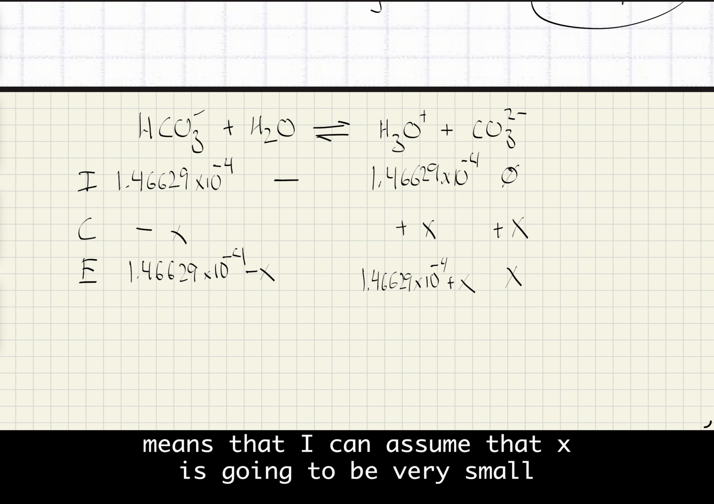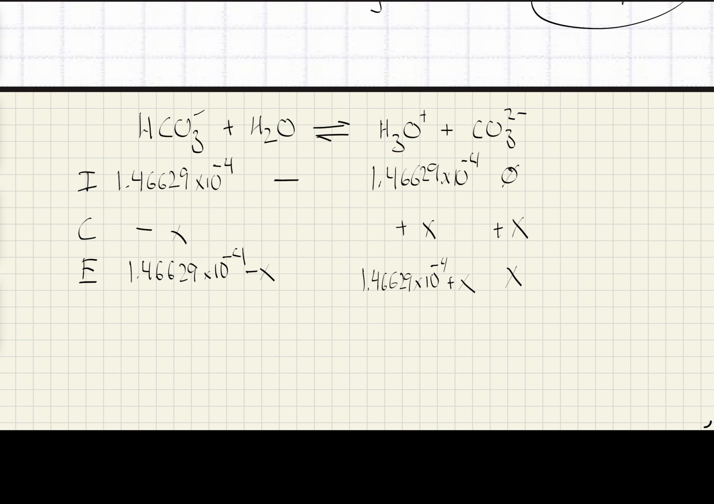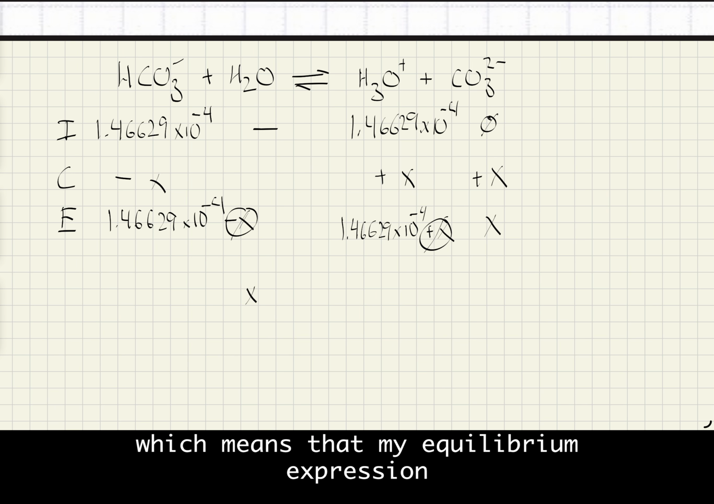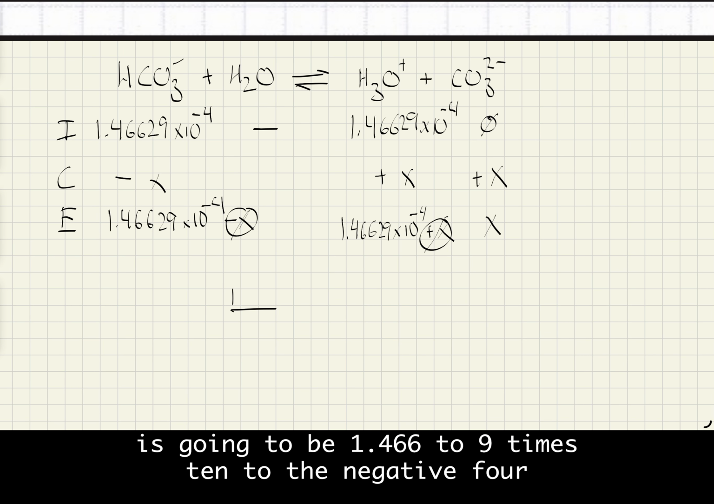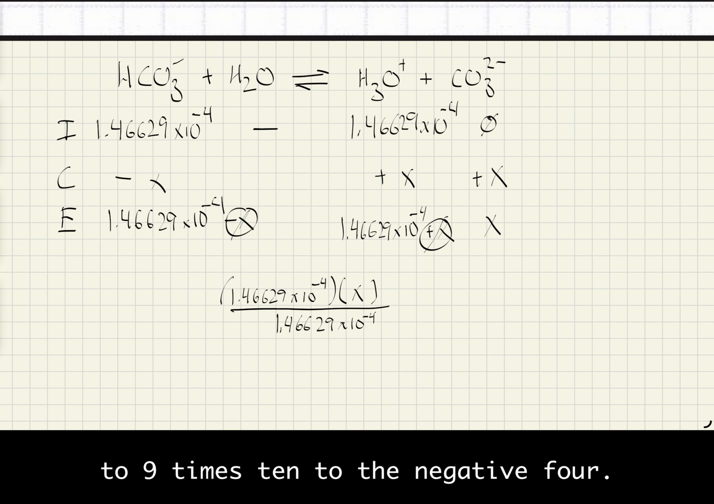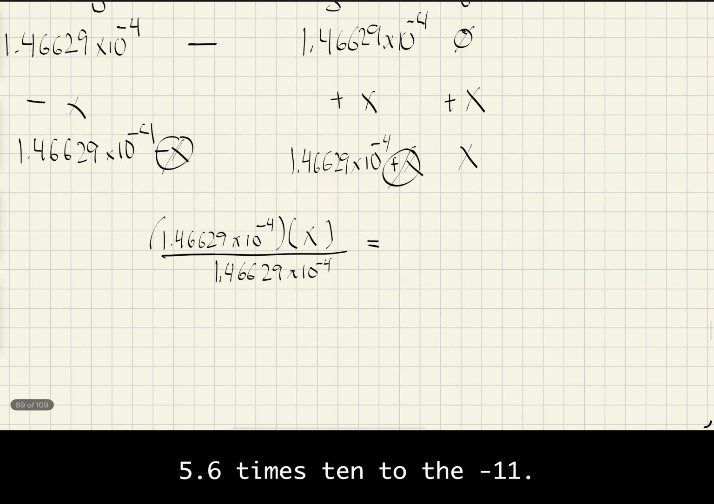So 10 to the negative 11 means that I can assume that X is going to be very small, because 10 to the minus 4 compared to 10 to the minus 11, that's 10 to the minus 7 different. So we can assume that these are going to be really small, which means that my equilibrium expression is going to be 1.46629 times 10 to the negative 4 times X divided by 1.46629 times 10 to the negative 4. That equals 5.6 times 10 to the negative 11.